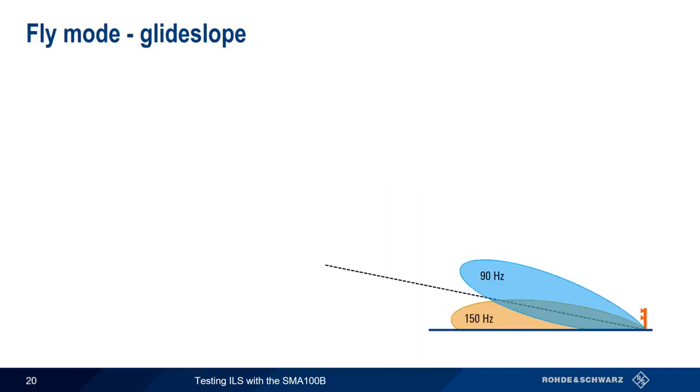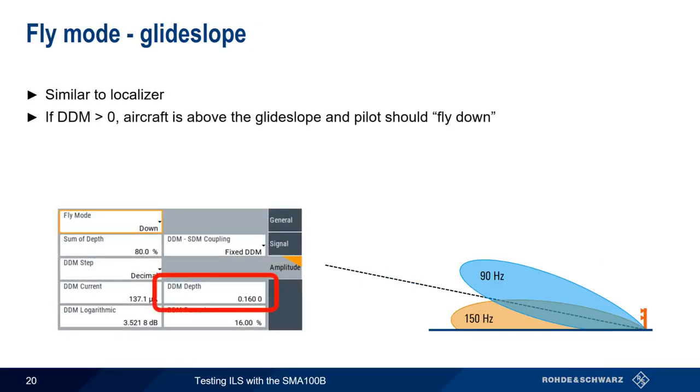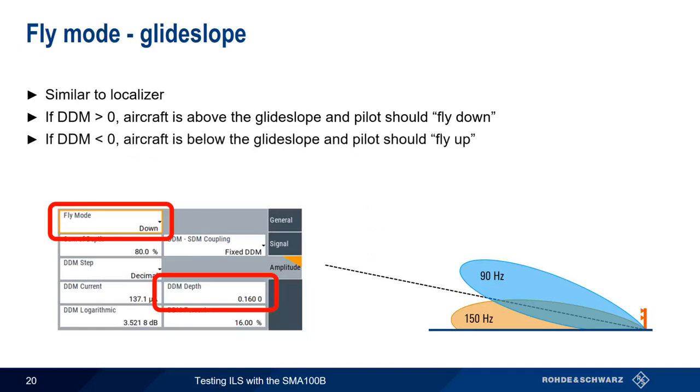The fly mode in Glideslope works much the same way as it does for localizer. If the difference in depth of modulation is positive, this means the aircraft is above the glide slope and the pilot should fly down. Conversely, if DDM is negative, this means the aircraft is below the glide slope and the pilot should fly up.